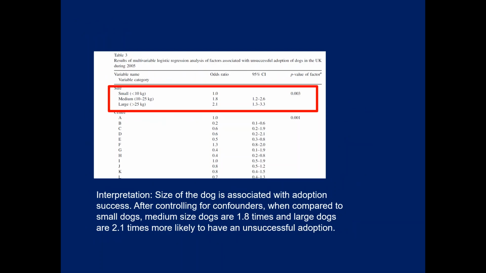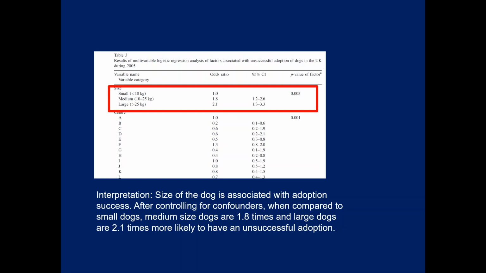And I'm going to interpret this for you with the size. So the size of the dog is associated with adoption success after controlling for confounders when compared to small dogs. And the reason I know it's compared to small dogs is because the small dogs are the one. They're the comparison group. Okay, and the odds ratio is 1.8 for medium dogs. We know how to interpret that 1.8. We've done it before, but it's saying after controlling for confounders when compared to small dogs, medium-sized dogs were 1.4 times more likely and large dogs 2.4 times more likely to have an unsuccessful adoption.